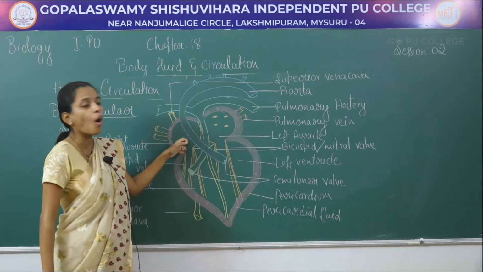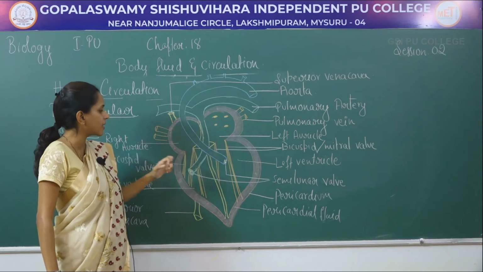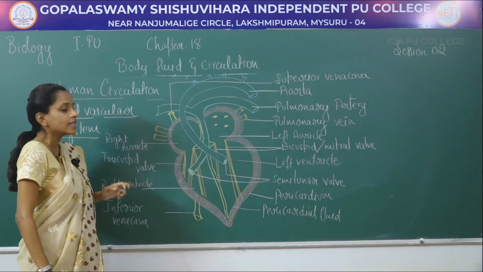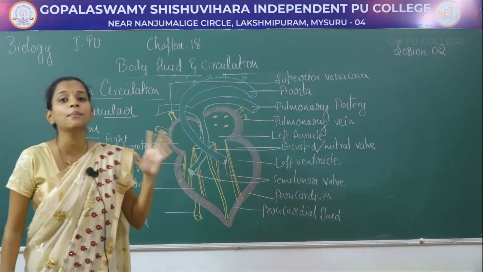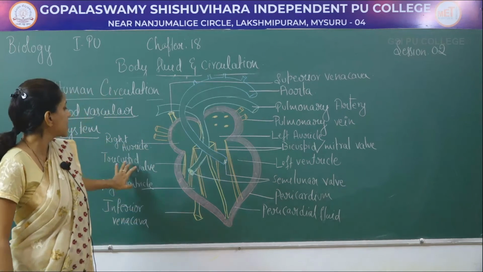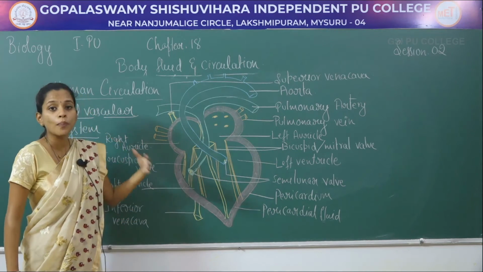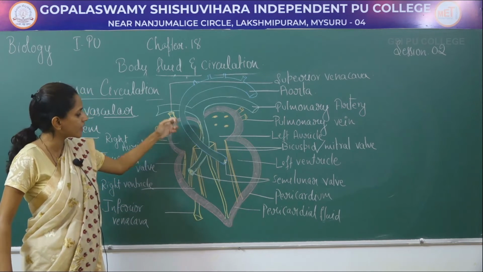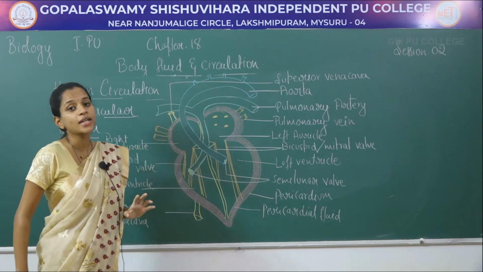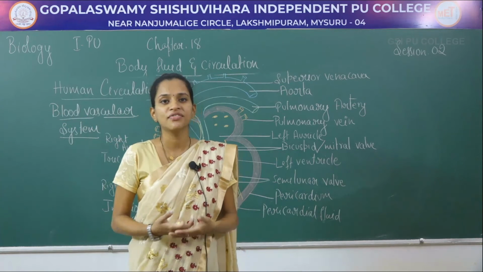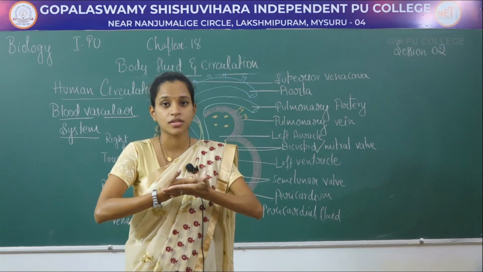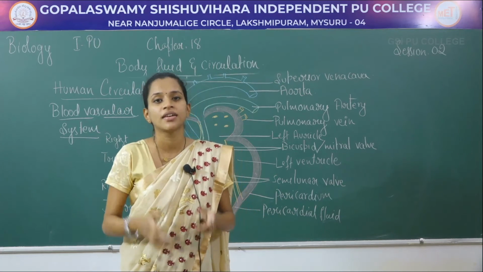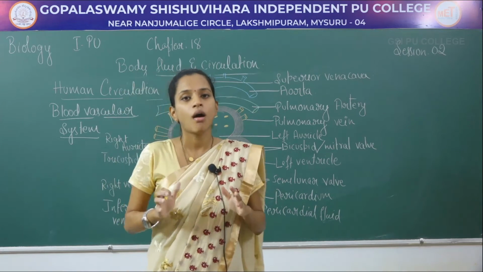The valve between the right auricle and right ventricle is called the tricuspid valve. Tricuspid means 3 cup like walls. These tricuspid walls open towards the lower side so that the blood from the right auricle can pass into the right ventricle. Once the ventricle is filled, the tricuspid walls close so that there is no reverse movement of blood from the ventricle into the auricle.